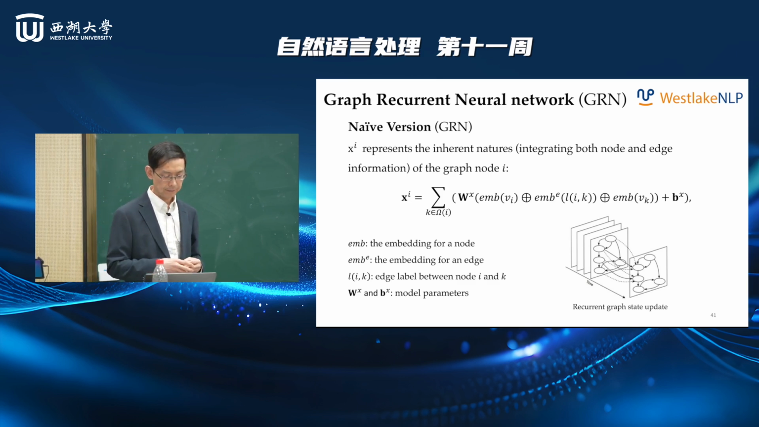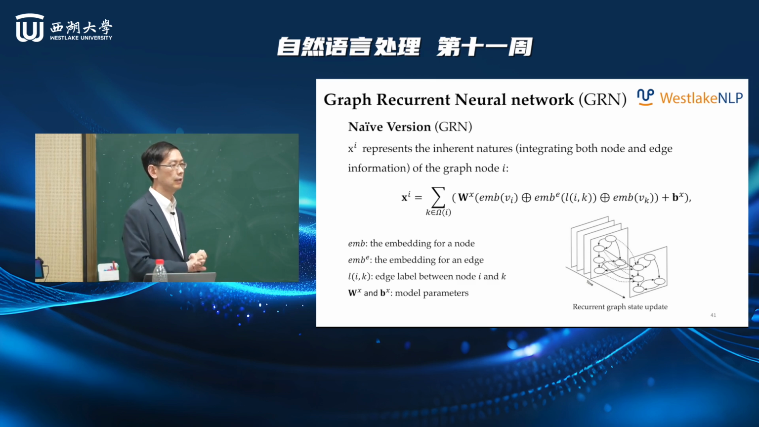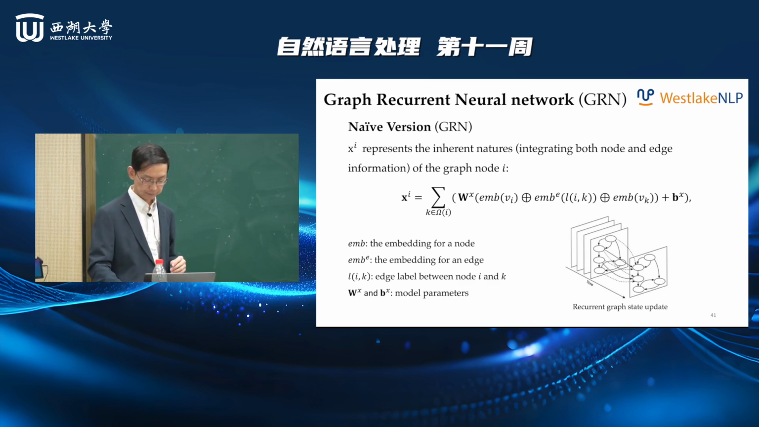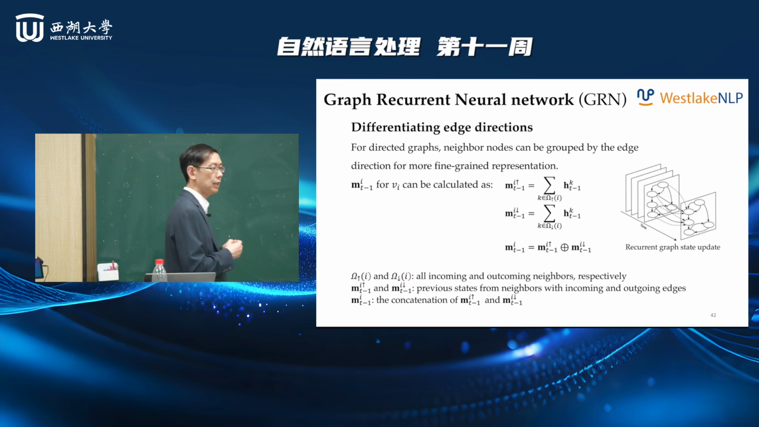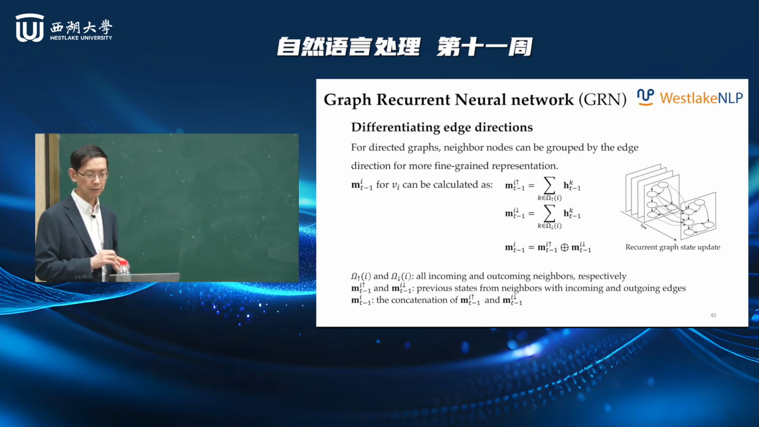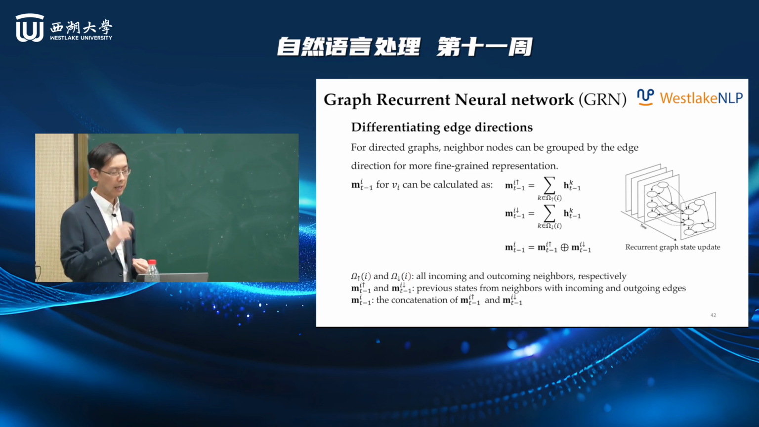Okay? And that gives us a naive version of graph recurrent neural network. All right. I aggregate the hidden, I aggregate the input, and I use a single LSTM. But I can do more. Okay. If I want to differentiate incoming edges and outgoing edges, how do I do it? Oh, I can collect information from both kinds of edges separately. Okay, so I got an M incoming and M outgoing.